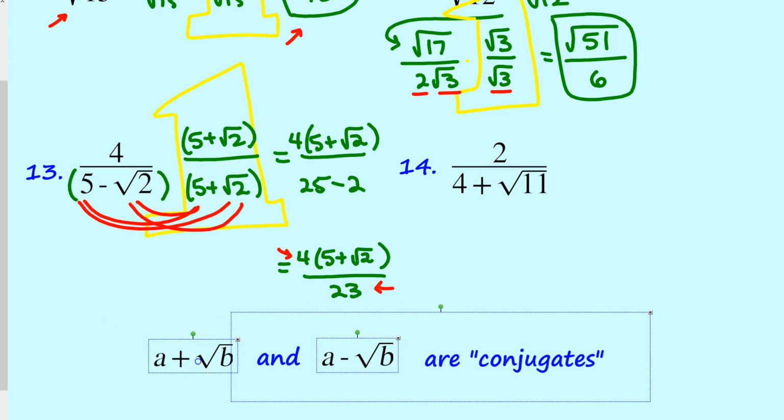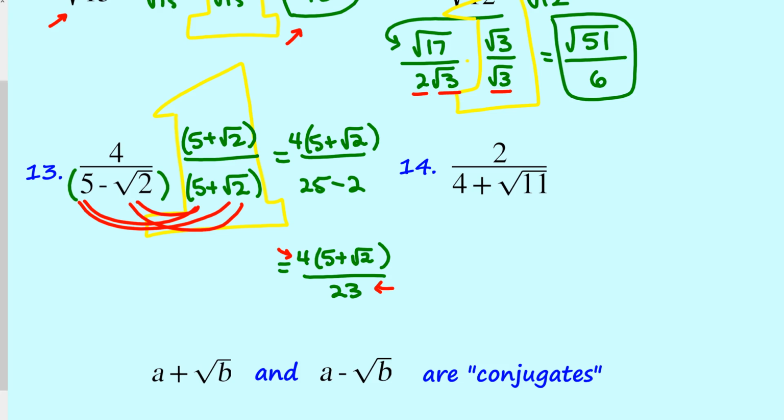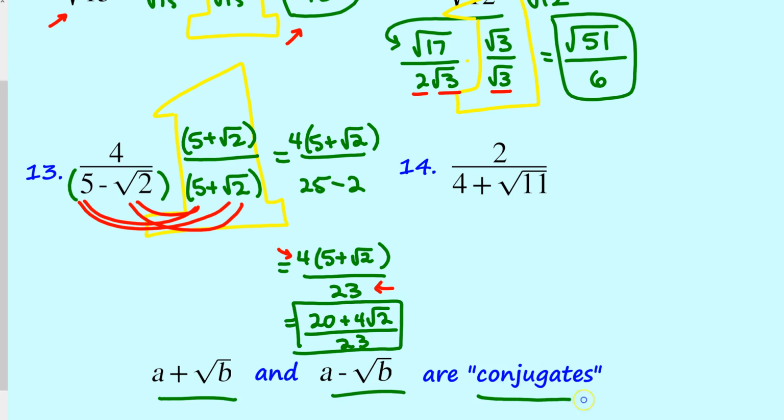Okay. So if you're going to go ahead and multiply it back through, you would have your answer: 20 plus 4 square root 2 all over 23. Okay, so just like we saw conjugates with factoring, if you have a plus square root b and a minus square root b, they are radical conjugates. Conjugates is going to be a topic that we use a lot for a variety of reasons over the course of the next few years.